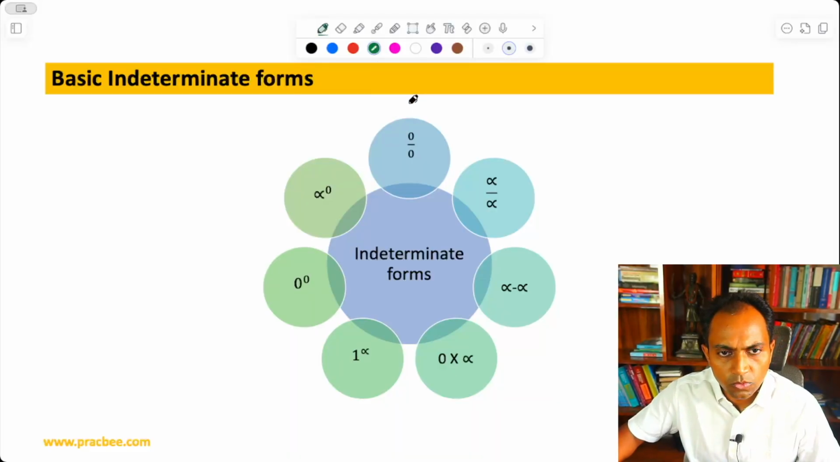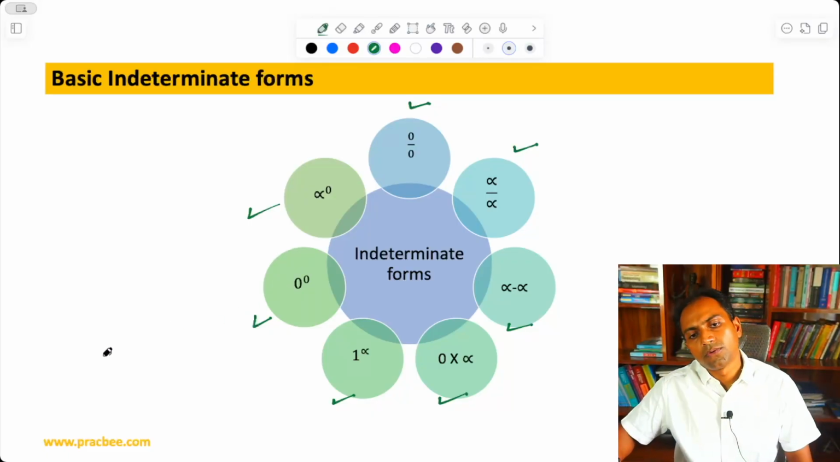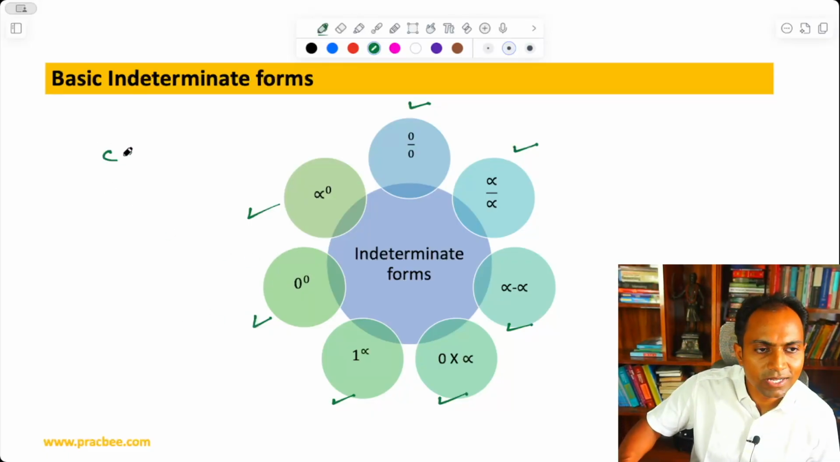The ones that we are going to study: 0 by 0 form, infinity by infinity form, infinity minus infinity form. These three I already demonstrated to you. 0 into infinity, 1 raised to the power infinity, 0 raised to the power 0, infinity raised to the power 0. So in these cases, we'll have contextual answers.